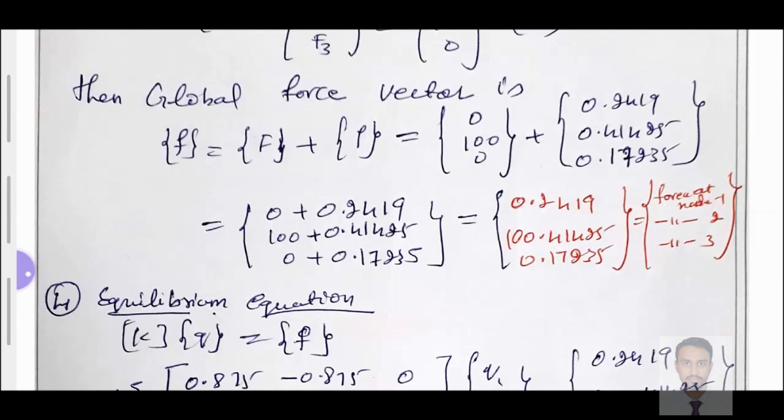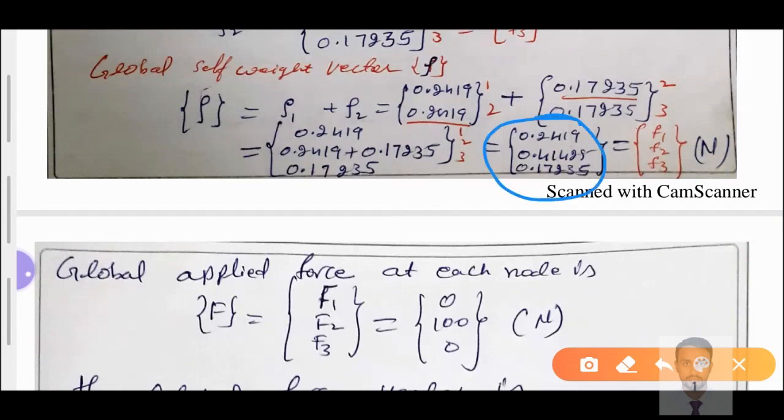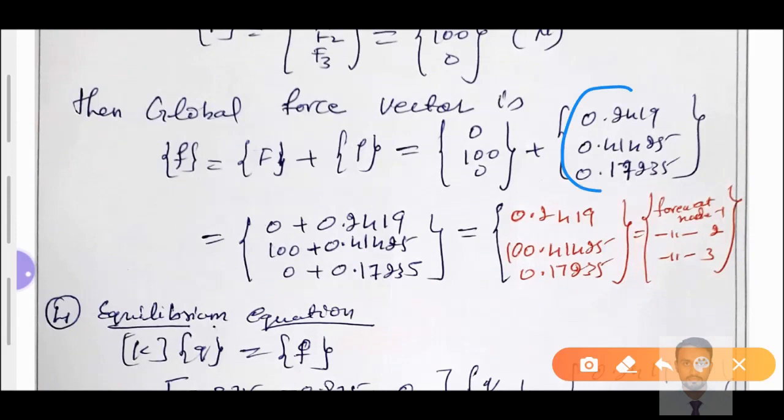So this is the self weight, and this one is the applied force. The self weight force we have found here, just move it, copy the same, and then this is the global force vector. Add both values. 0 plus 0.249 is equal to 0.249, the total force at node number 1.